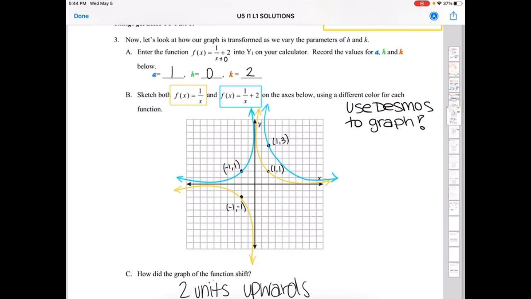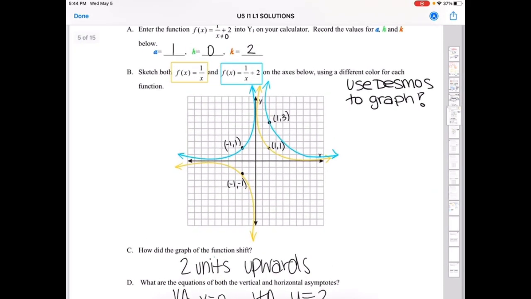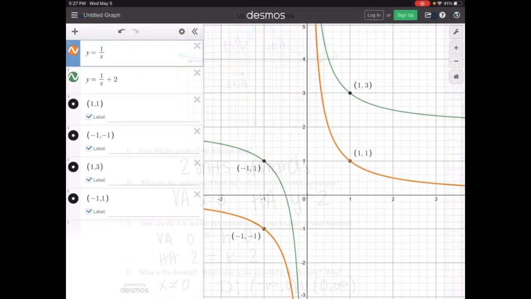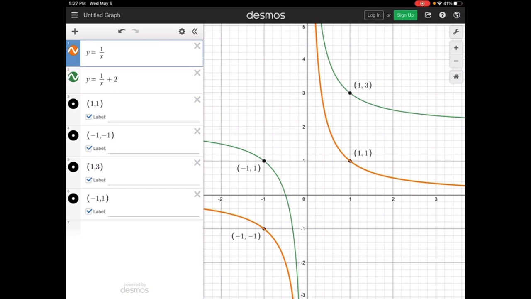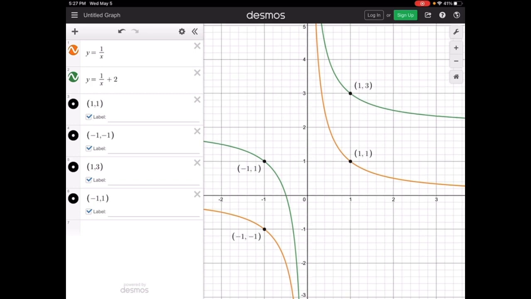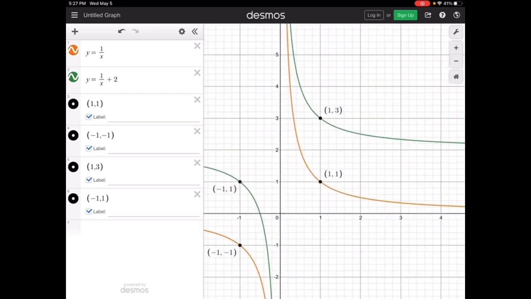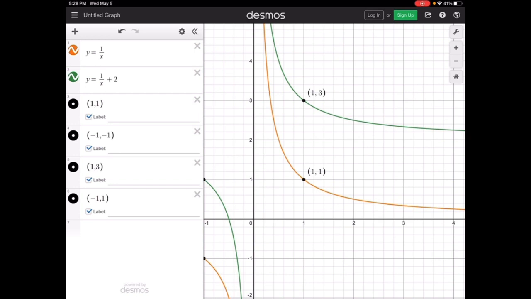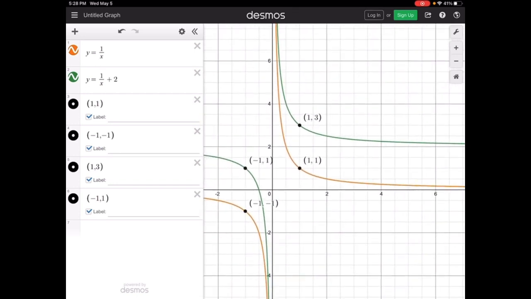I did a little rough sketch for you right here, but I'm also going to use Desmos to compare the two graphs. 1 over x, the orange line, we have negative 1, negative 1. And if you look up here on the green line, we have 1 over x plus 2, but our point is negative 1, 1. So if you look, the y value is actually going up 2 units. See, 1, 2. Jumped 2 units up. The same thing happened here. From 1 to 3, that's 2 units up. Okay?